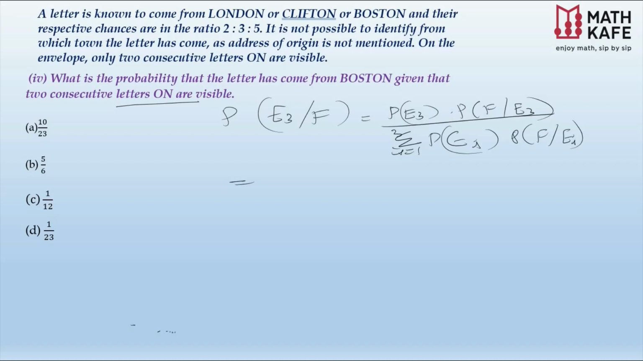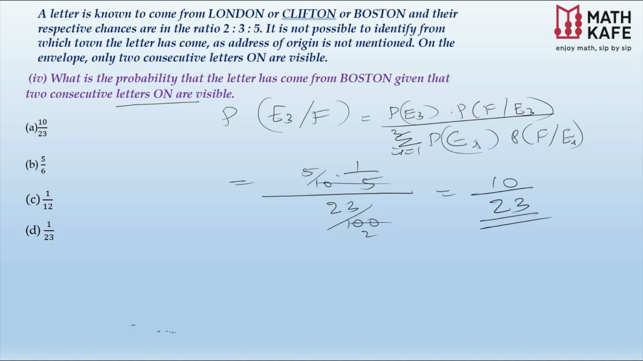Now this P of E3 we have already seen, that was 5 by 10, and F given E3, that means ON is visible when the letter has come from Boston. So there are 5 pairs and only one single pair, ON, is left, so it is 1 by 5, divided by the denominator. We have already got the total probability as 23 by 100, write that value. 10 fives are 50, 100 cancels, 2 and 2 go on the top, so it is 10 by 23. That is our answer. Please write all the necessary steps in an orderly manner, and you can always make use of the previous steps to get the next answers.